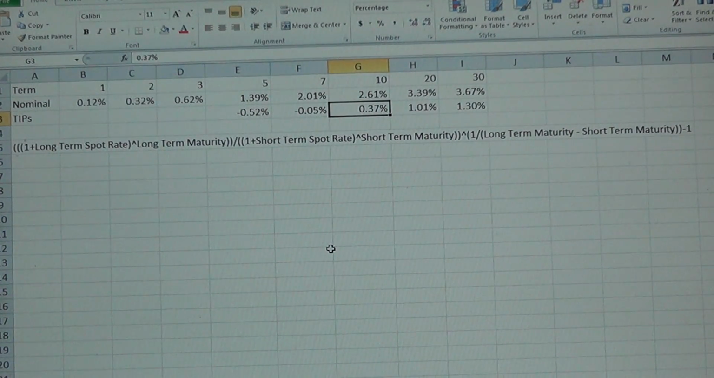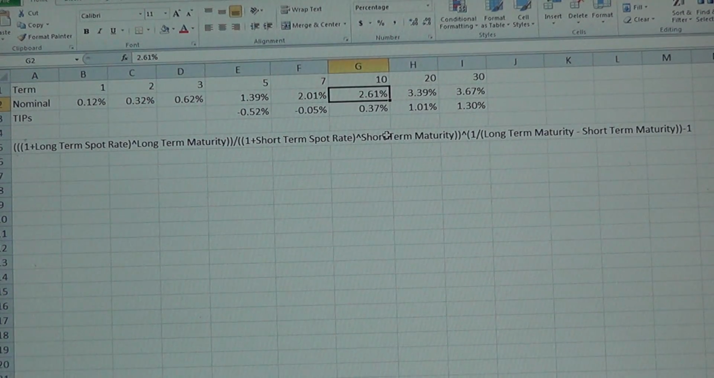In this third video, we'll continue our discussion of bootstrapping yield curves, but in this video, we're going to specifically look at two yields: the nominal yield and the inflation index yield. The nominal yield is just a regular treasury. For a 10-year treasury, you get 2.61%, and you get that guaranteed for 10 years. And then the TIPS has a stated yield of 0.37%.